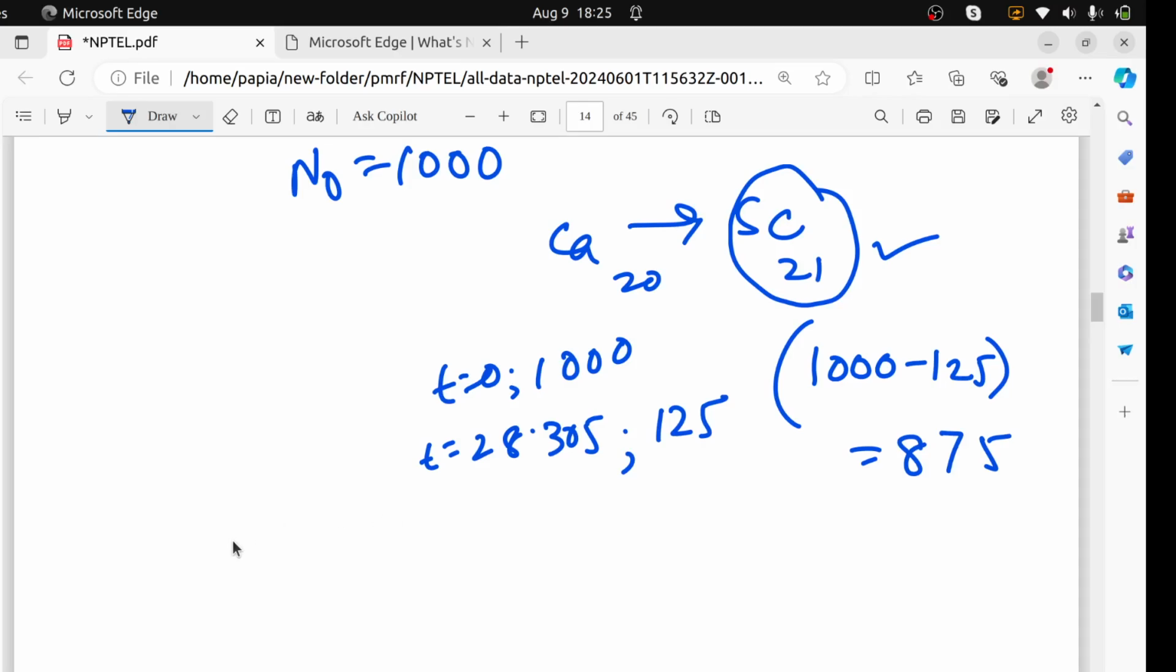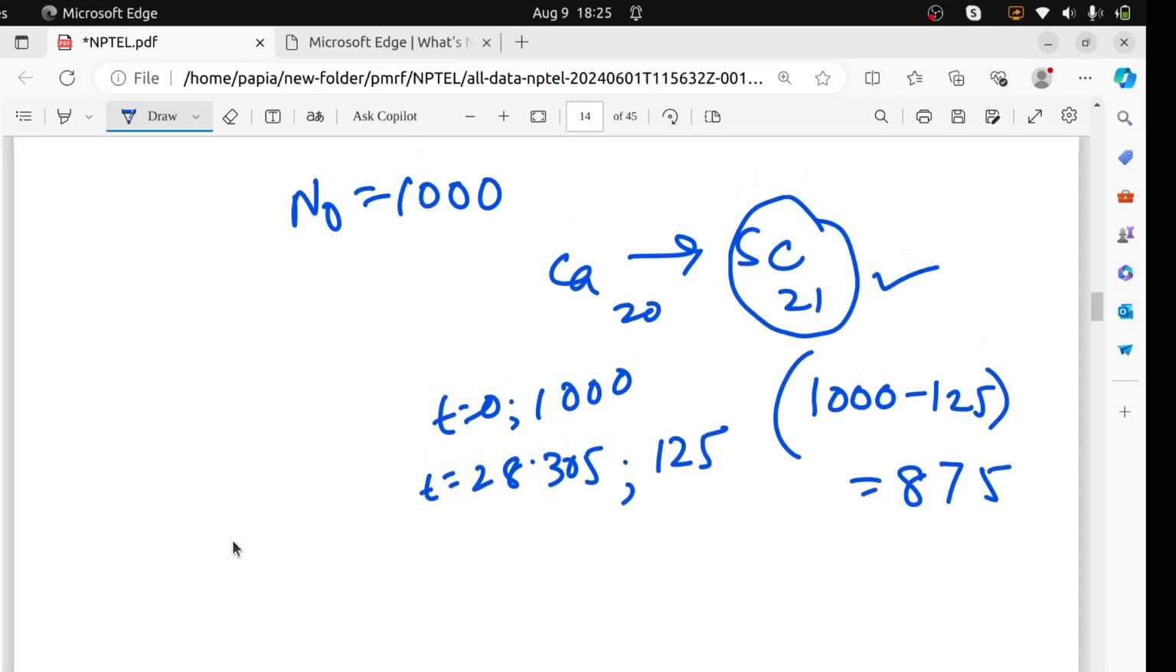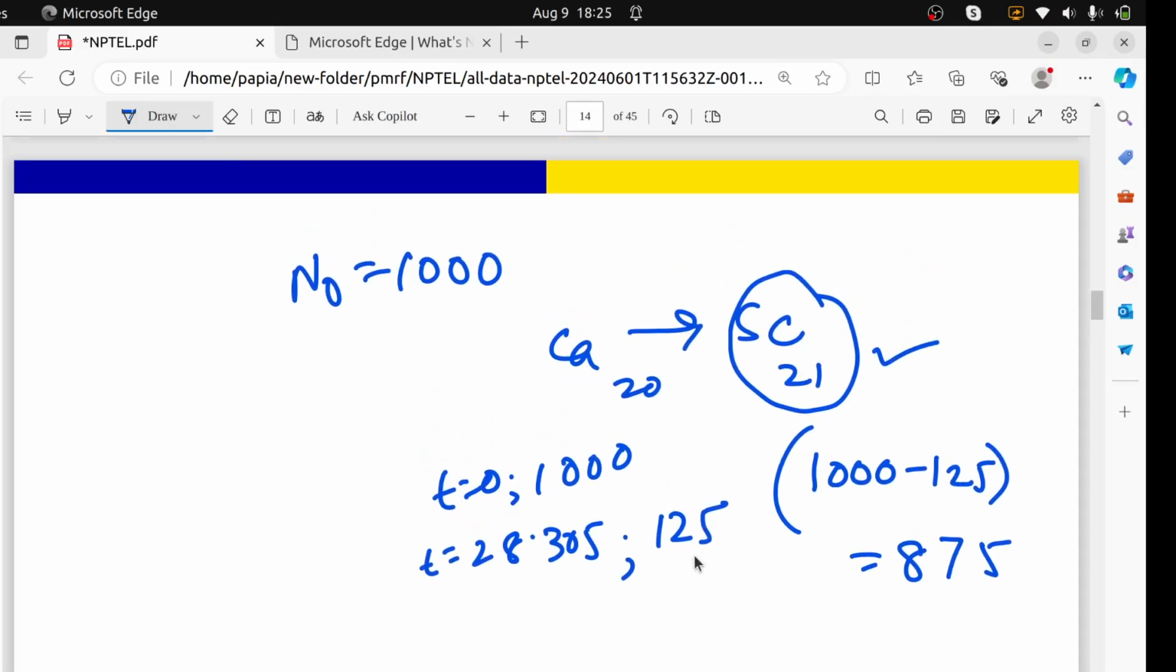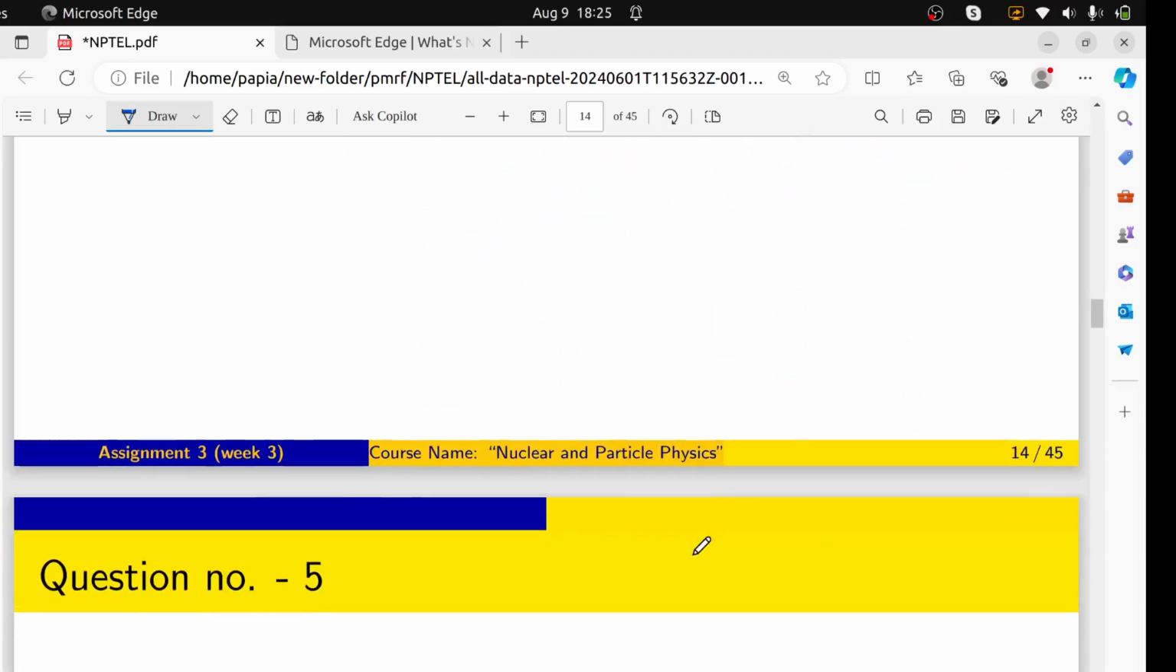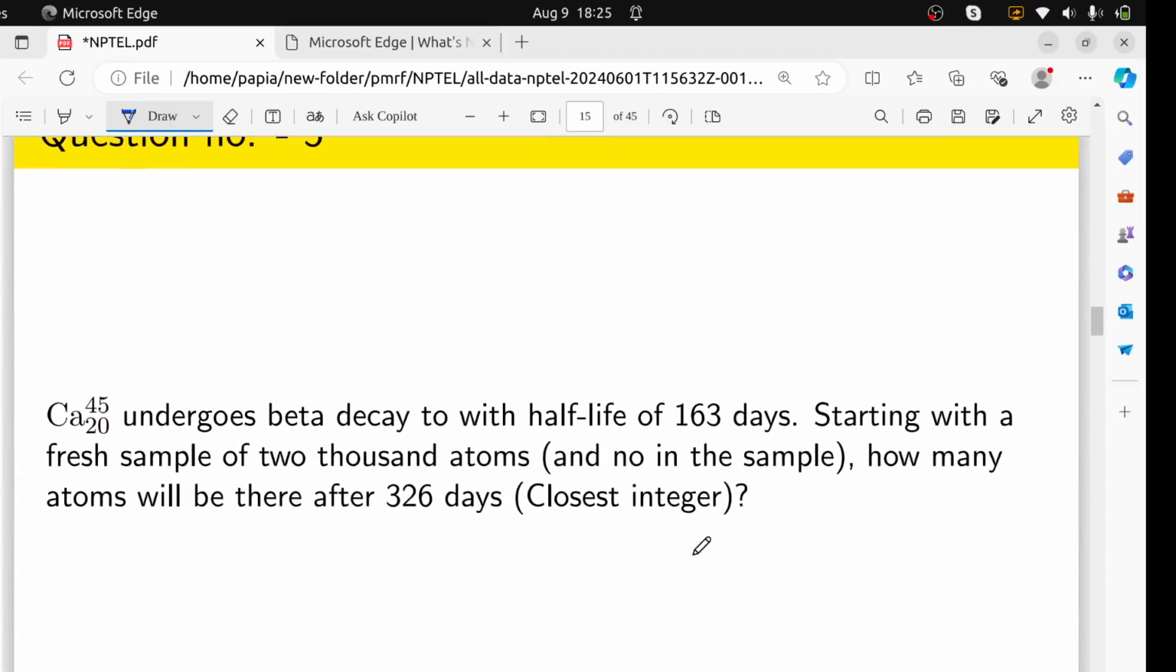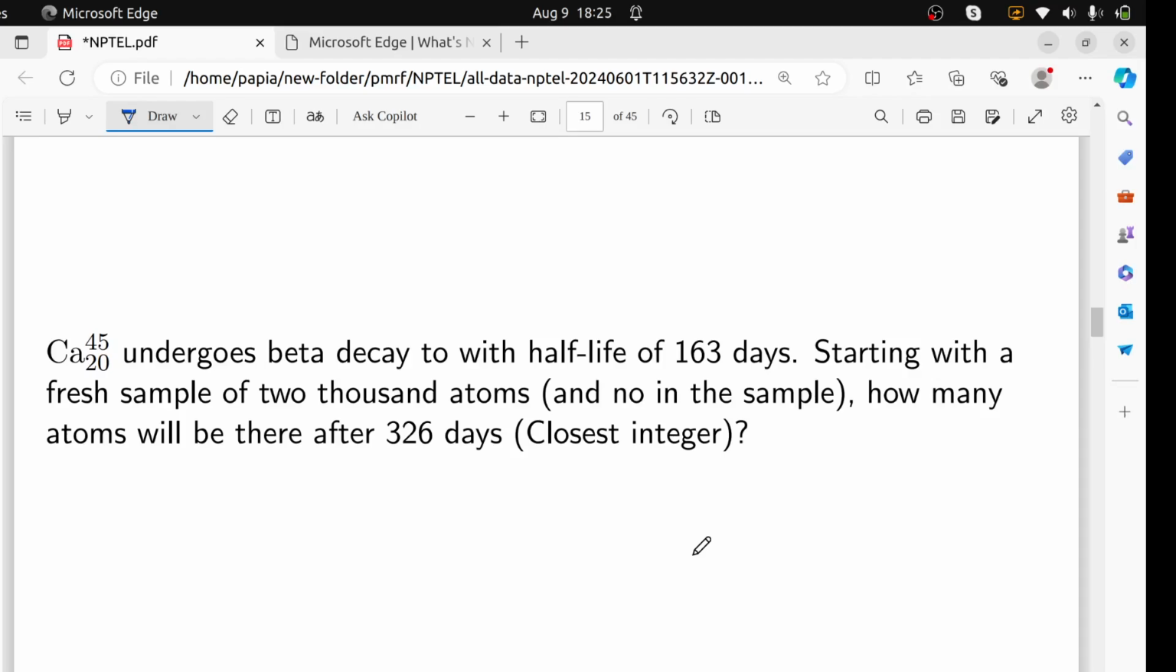They are not asking about this one, that will be the daughter atom's nucleus, but they are asking about up to 125. Okay. So coming to the next question.